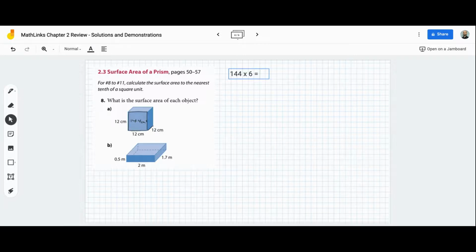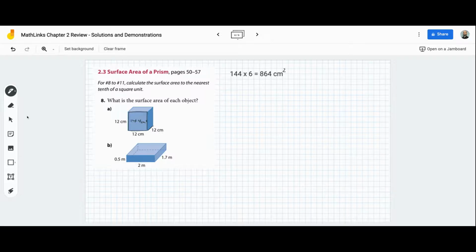So I could try to mental math that, but I don't trust myself here while I'm recording. Don't want to get that wrong. So here we go. 864. And don't forget to write centimeters squared for surface area. Great. So that should be our answer for 8A. What about 8B? A little bit more difficult.